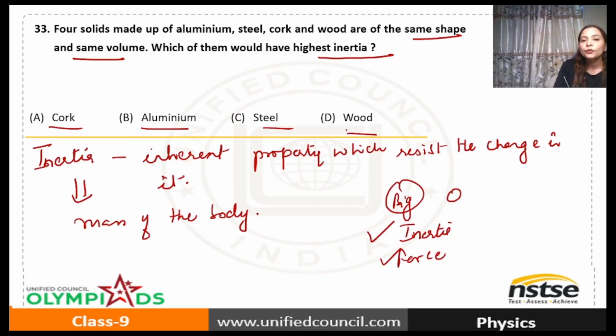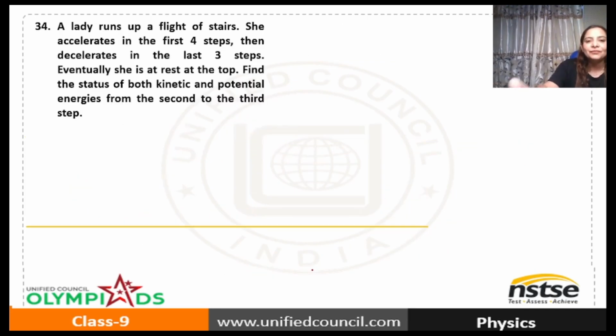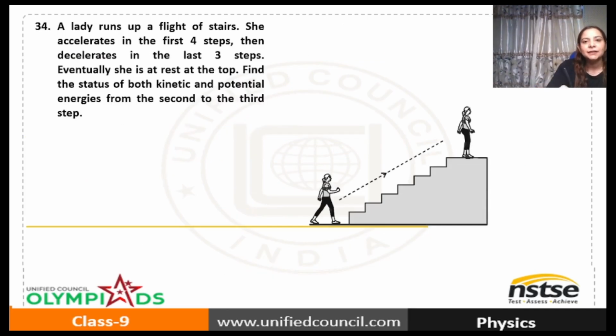And out of the 4, which one has more mass or more density? Obviously, it is steel. That is why the inertia possessed would be more for steel. So which answer is correct, students? Option C. Next question. A lady runs up a flight of stairs.